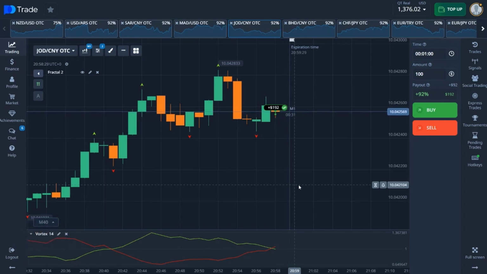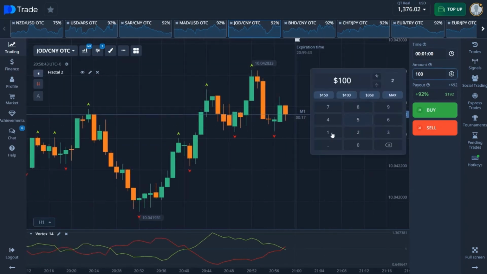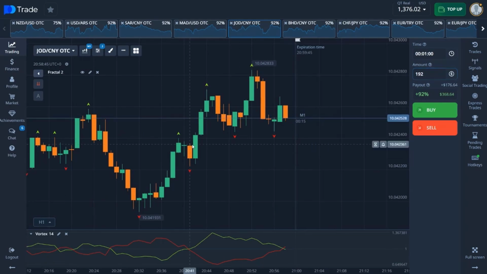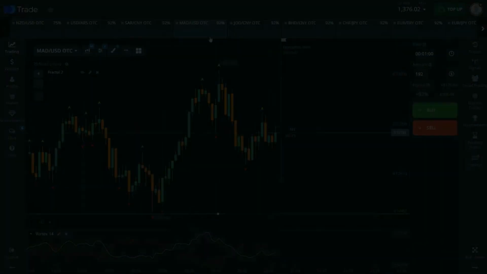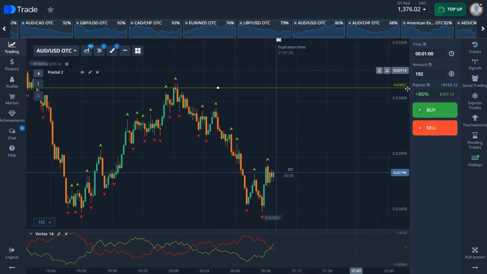So, friends, our first deal ended in net plus. We earned $92 in net profit on top. We see that we have an intersection on the Vortex indicator and the trend is gradually decreasing. Ownership on the asset is good. On the one hand, this just played into our hands. In general, we set the amount of $192 and move on to the next asset.